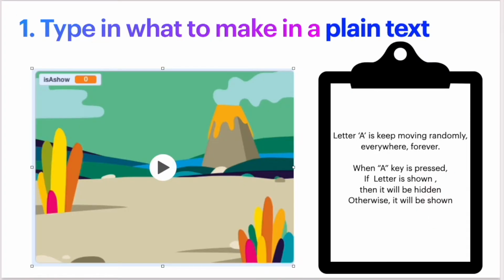First, you can see what to do, just like this. Let's type in what to make in plain text. It goes like this. Letter A keeps moving randomly, everywhere, forever. When the A key is pressed, if the letter is shown, then it will be hidden. Otherwise, it will be shown.